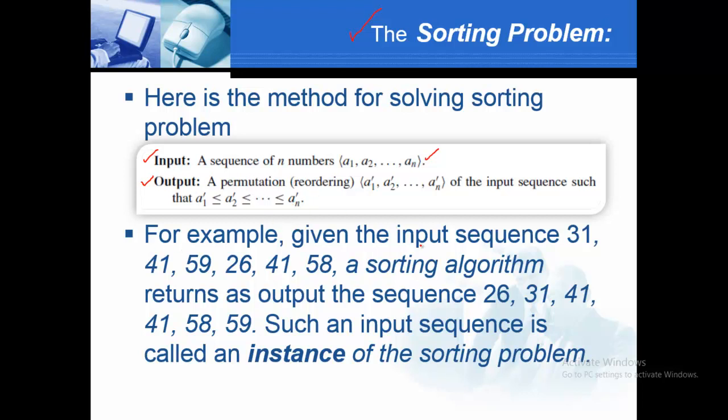For example, given the input sequence 31 41 59 26 41 58, this is the example of input, and a sorting algorithm returns as output the sequence 26 31, and so on. It means that it's ordered. Such an input sequence is called an instance of the sorting problem. It means that the given input is called the instance of the sorting problem.